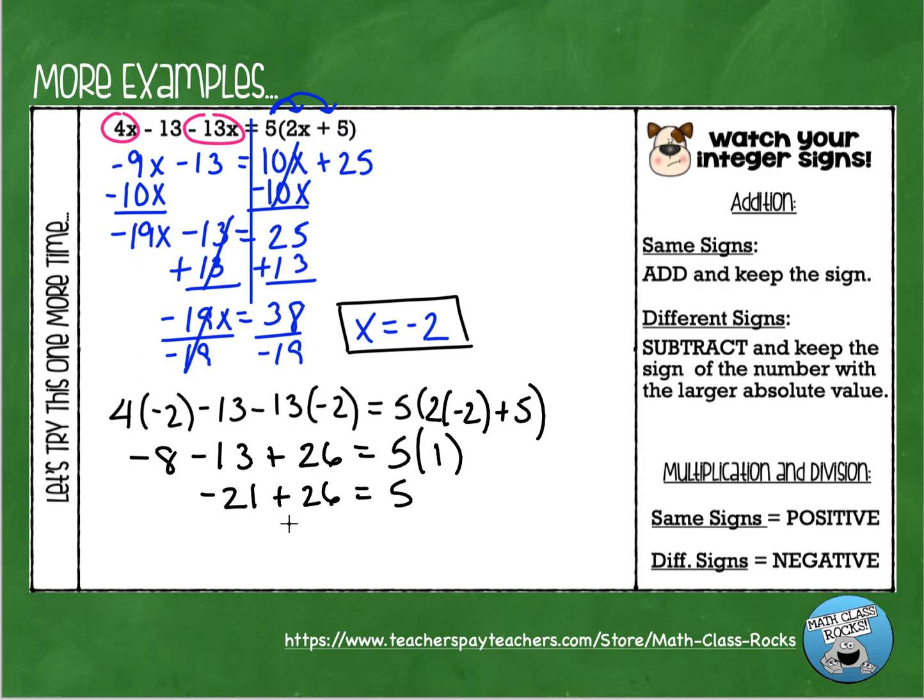Negative 21 plus 26 is 5, right? So again, we have 5 on each side of the equal sign. That means that our answer is correct. That means that negative 2 is the solution of this equation, and we got it right. Way to go us. Let's move on to the next one.